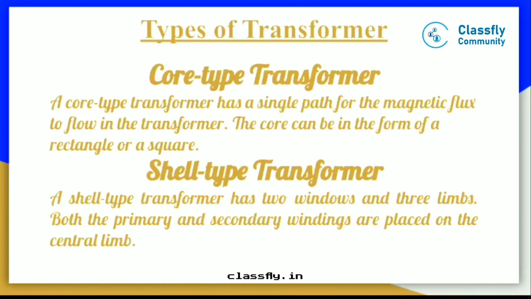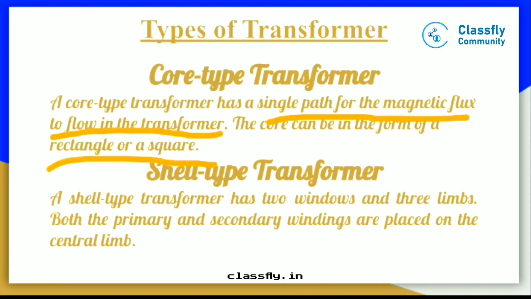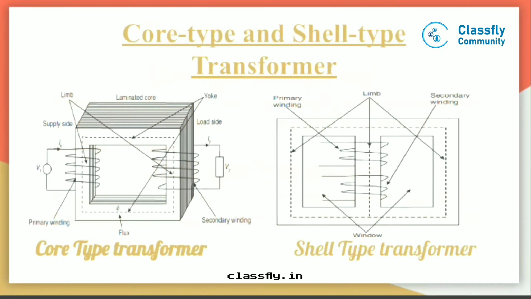So let's start. It says a core type transformer has a single path for the magnetic flux to flow in the transformer, and the core can be in the form of a rectangle or a square. So it has a single path for the magnetic flux to flow, and the iron core can be of any form. It can be a rectangle or a square.